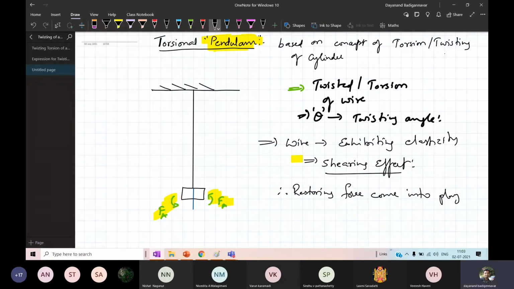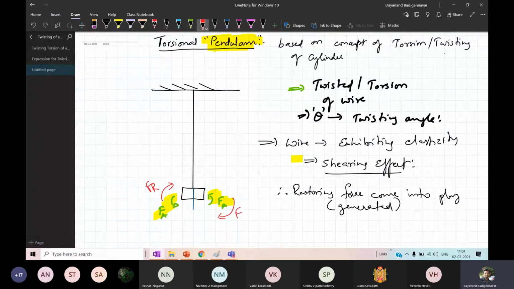Come into play means it is generated. In simple words, a restoring force is generated, which is exactly opposite to the applied force. So this is exactly opposite to this applied force. This is the restoring force. So the restoring force will be in this direction, exactly opposite, Fr. Okay, so you're getting the point.